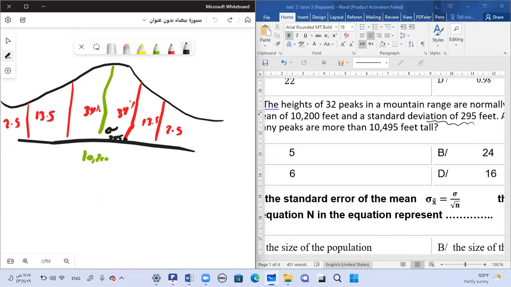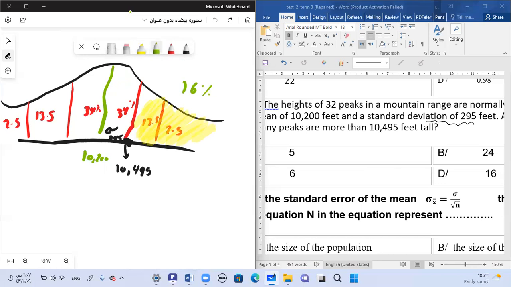So each step, each area, from 10,200 increases by 295 on the right hand side. So this point represents 10,495. How many are more than 10,495? I need this area, more than this point, the area on the right hand side. So this area represents 16%.